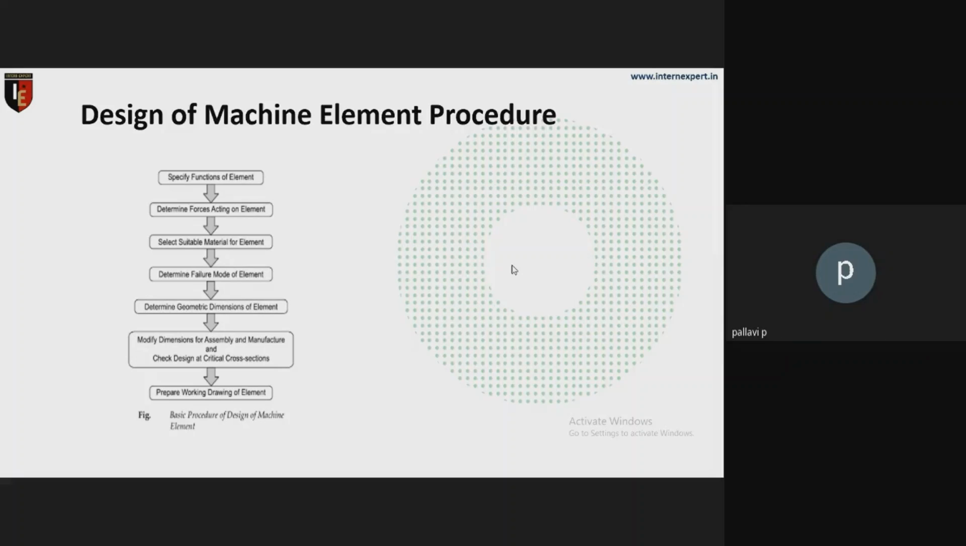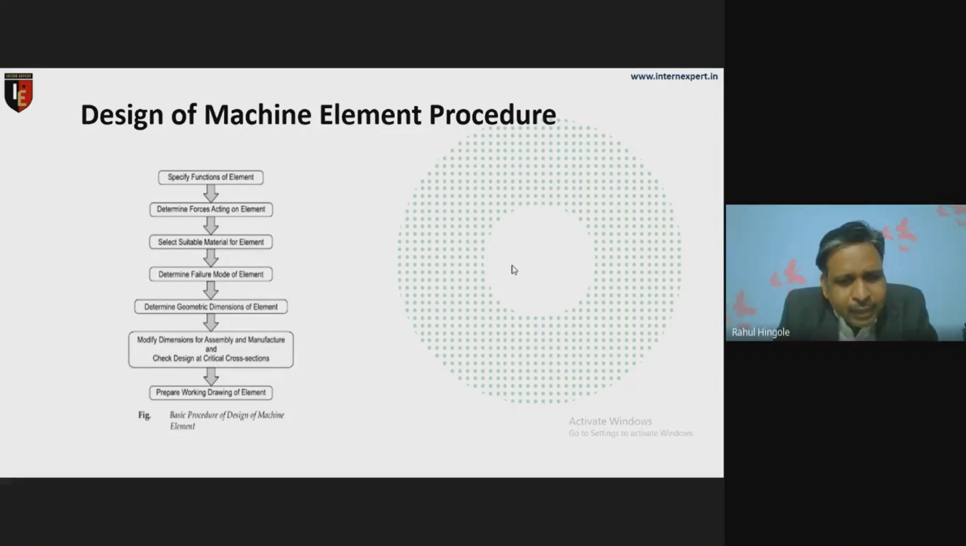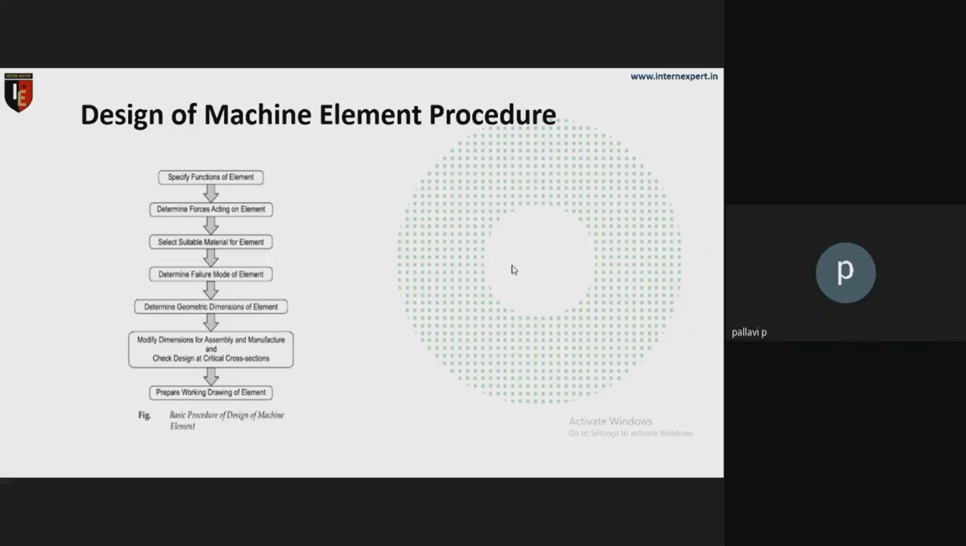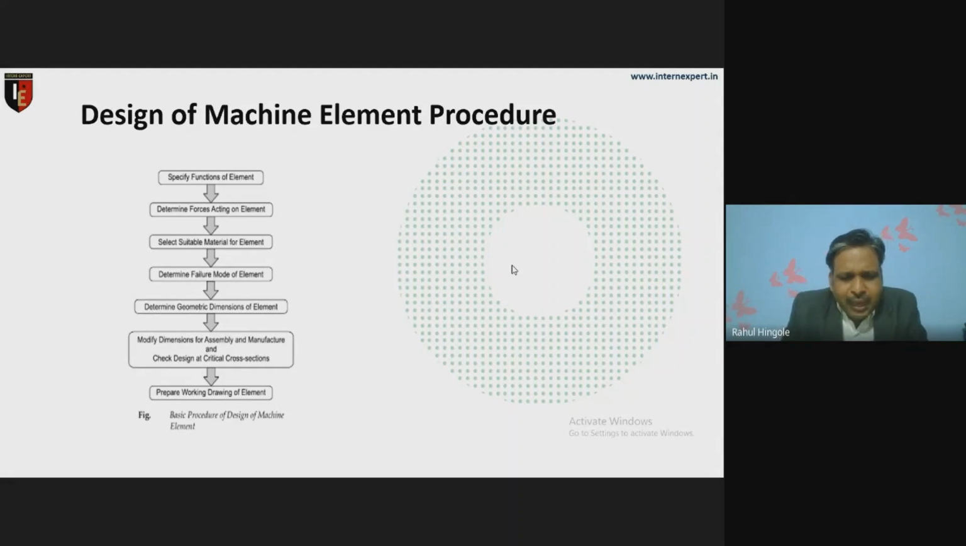Sir, I did this, but I never identified the difference between Workbench and the main ANSYS. What is the basic difference between them? Can you please tell me? ANSYS Workbench and main ANSYS? Maybe ANSYS Workbench is an advanced tool that is developed by ANSYS.